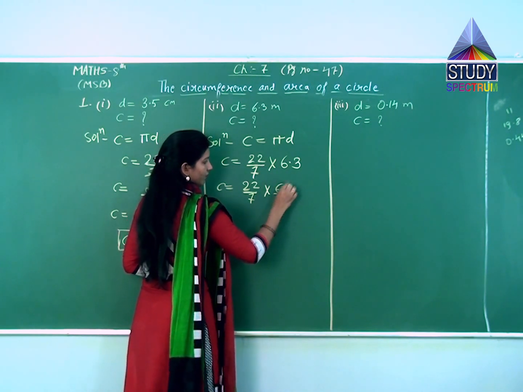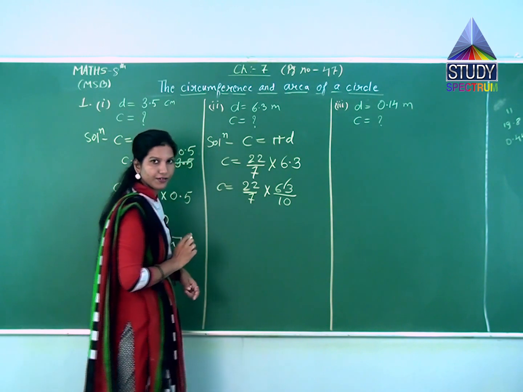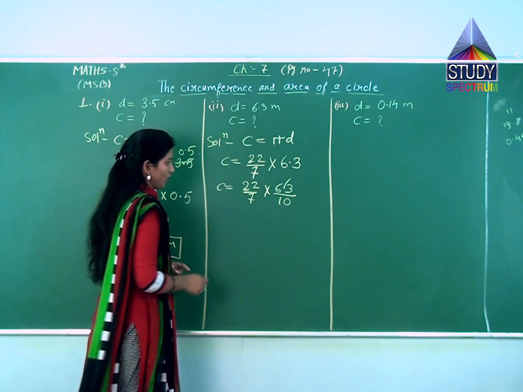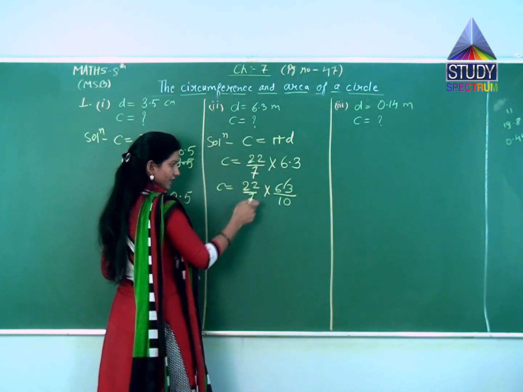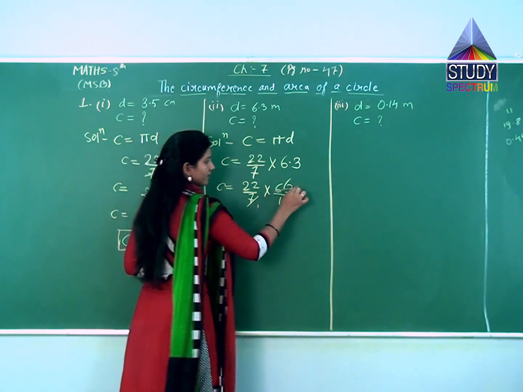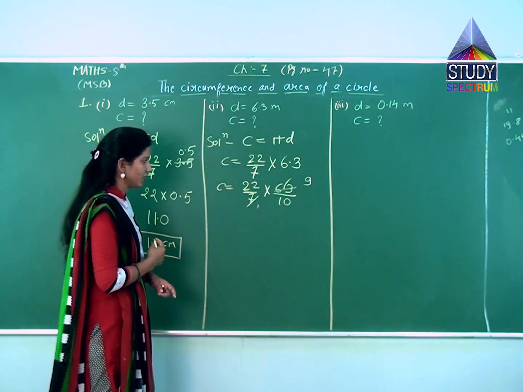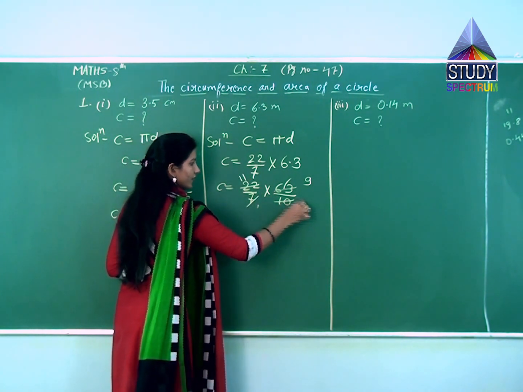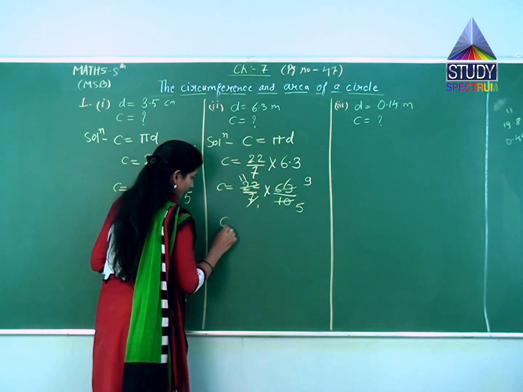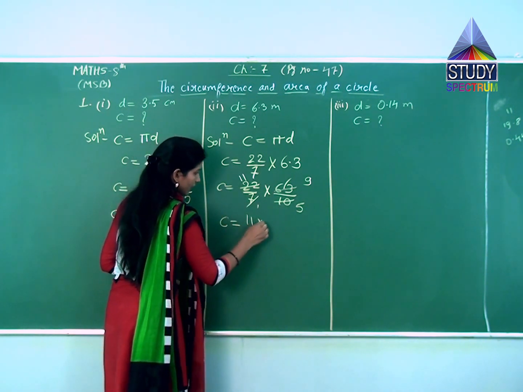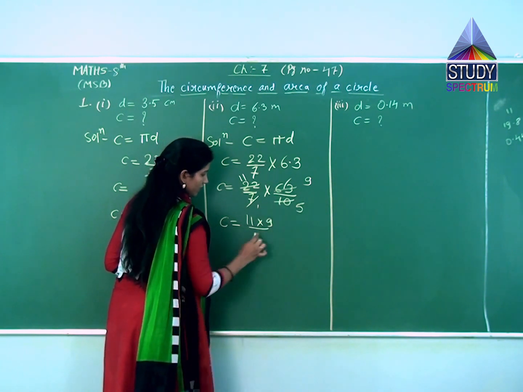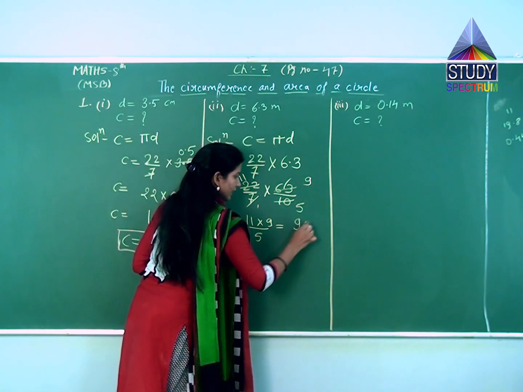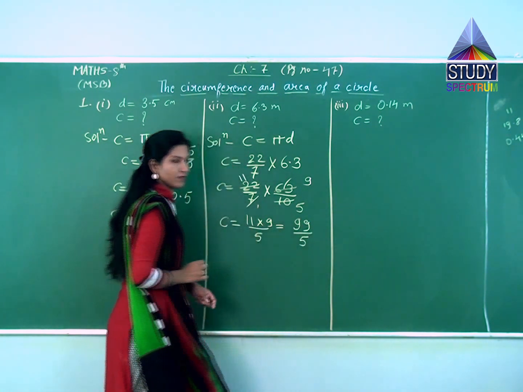6.3. If we remove this decimal, we will get a 0 here. It will be 63 by 10 because 63 by 10 is 6.3. Now I have to divide this 63 by 7. 7 ones are 7. 7 nines are 63, and 2 ones are 2, 2 ones are 2, and 2 fives are 10. Now we are left with 11 into 9 upon 5. And what is the value of 11 into 9? It is 99 upon 5.